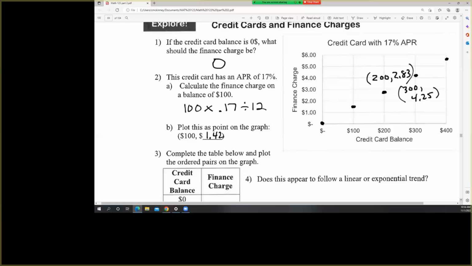So what do you guys think? Does this look like it's linear, or does it look like it's exponential? I had to do some estimating when I made my dots, but I'm thinking this looks pretty linear.